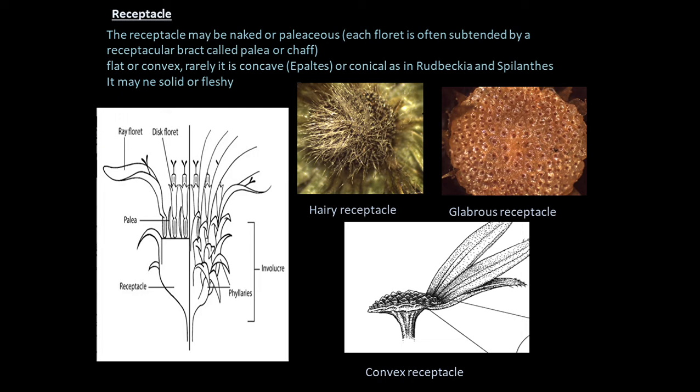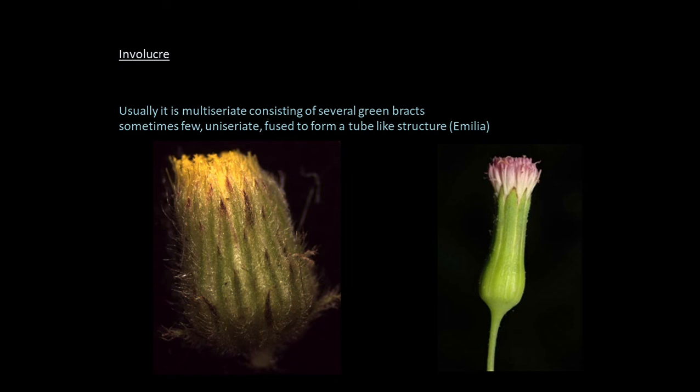It may be solid or fleshy. The receptacle may have different types of hairs or absence of hair. If hairs are present, then it's called a hairy receptacle. If it is absent, then it's called a glabrous receptacle. Next is about its involucral characters. Usually, it's multiseriate consisting of several green bracts or colored bracts. Sometimes few, uniseriate, fused to form a tube-like structure as in Emilia. The first picture is of multiseriate involucre. Second is uniseriate involucre.